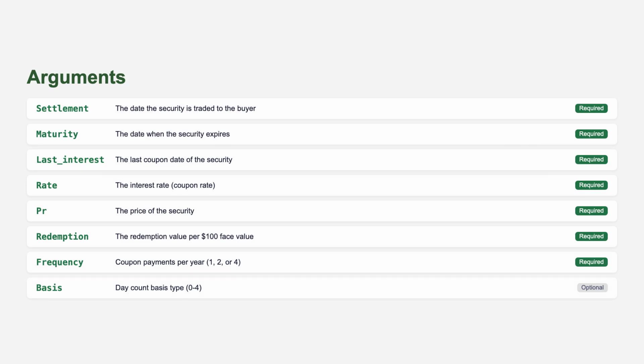Maturity is the expiration date. Last interest is the last coupon date before maturity. Rate is the coupon interest rate. Price is the current price of the security. Redemption is the value per $100 face value at maturity. Frequency is the number of coupon payments per year, 1, 2, or 4. Basis is an optional day count convention ranging from 0 to 4.